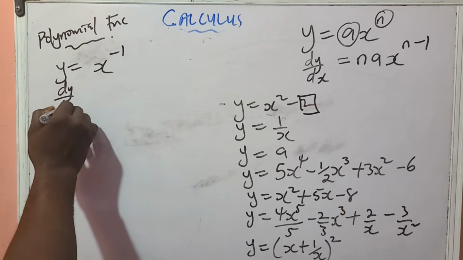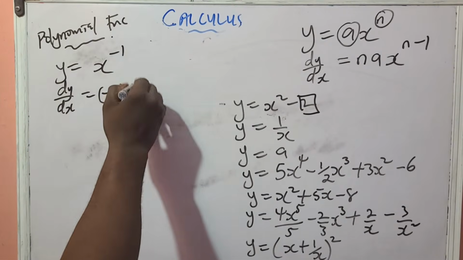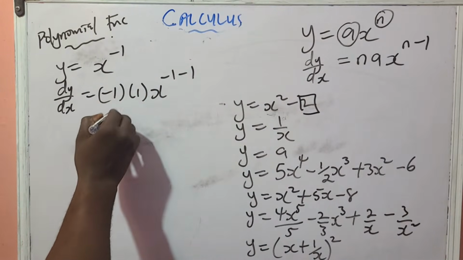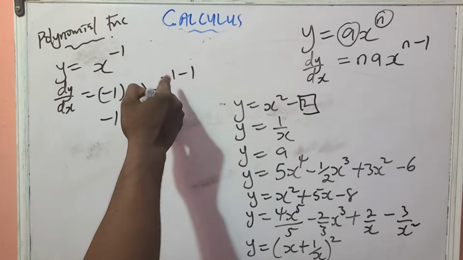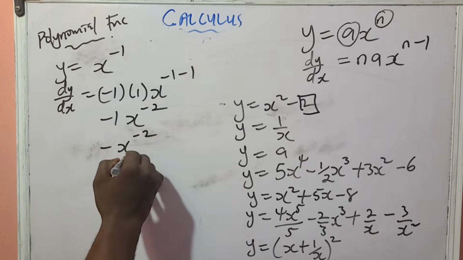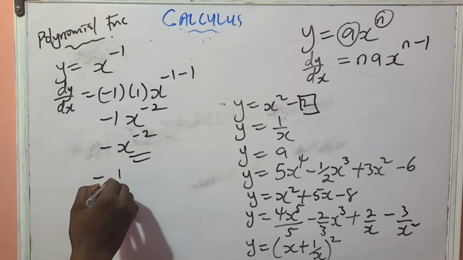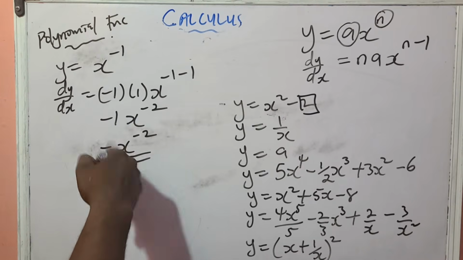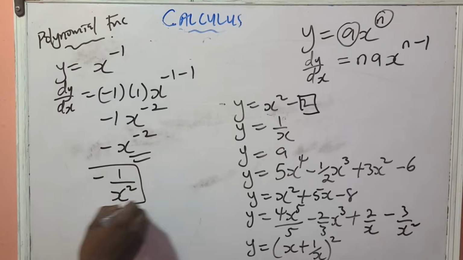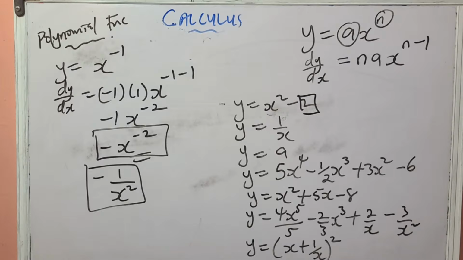So dy over dx here will be equal to what? Again, the same rule: minus 1 times the coefficient here, which is 1, then x raised to the power minus 1 minus 1, following the rule. This will be minus 1 times 1, that's minus 1. x raised to the power minus 1 minus 1 is minus 2. This will be minus x raised to the power minus 2. All right, this is the answer, but we can change the form and write it as minus 1 over x raised to the power 2, because we know x raised to the power minus 2 is the same thing as 1 over x raised to the power 2. So the answer now is either this, you can leave it in this form or in this form. They are both correct. How many of you got that?